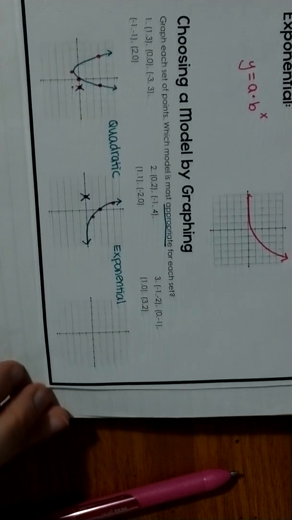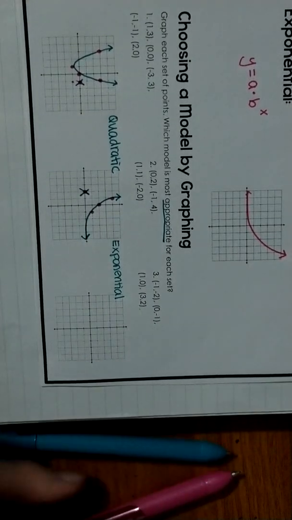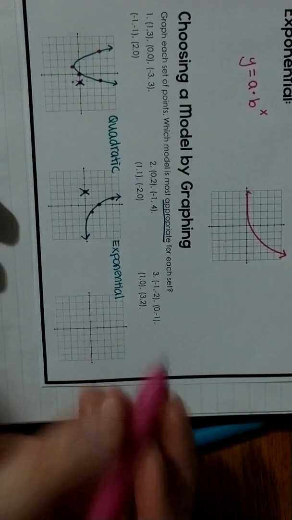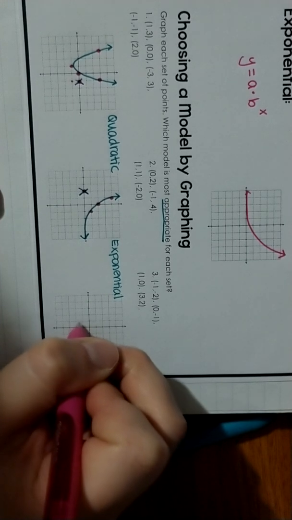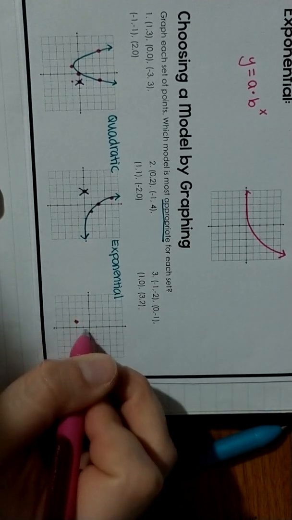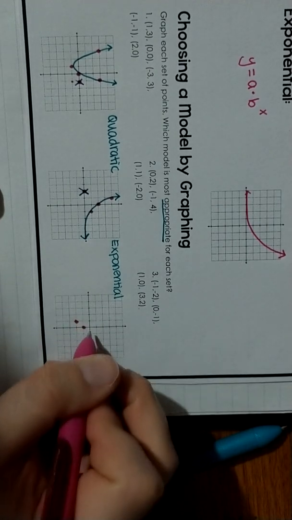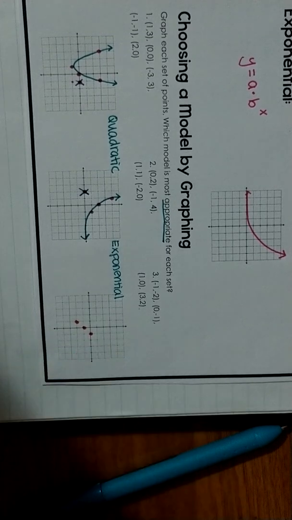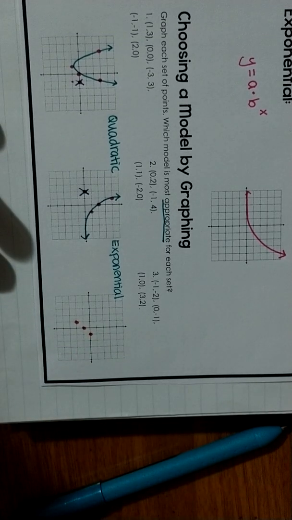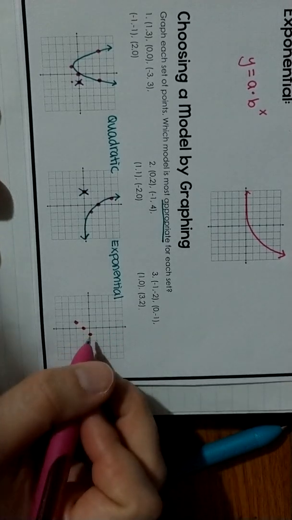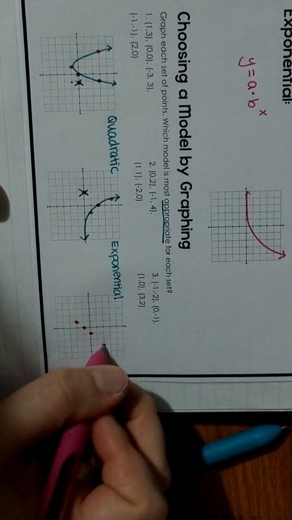Alright, so let's look at this last one. So this last one, we've got negative 1, negative 2. We're at 0, negative 1. We're at 1, 0. Are you seeing the pattern so far? Ask yourself, what does that look like? And then the last one is 3, 2.